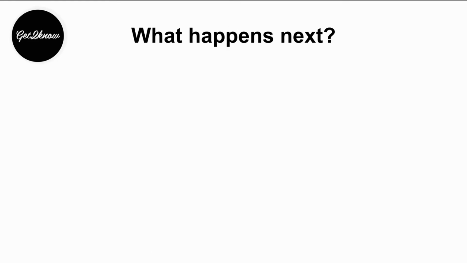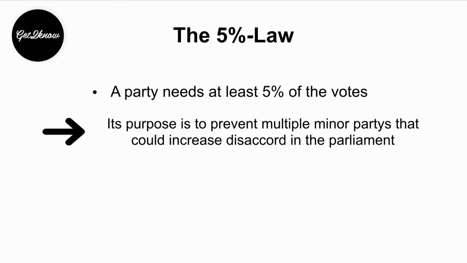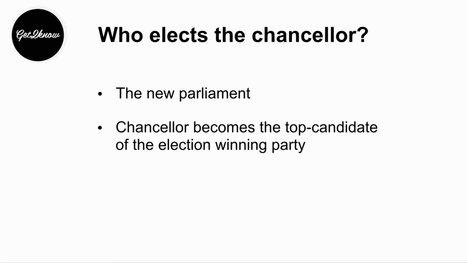What happens next is the constitution of the newly formed parliament. The amount of seats a party gets depends on the amount of people who voted for this party. It works percentage based, so if a party gets 25% of the votes, they get 25% of the seats in the parliament. Well, there's one additional rule, the 5% law. It says that a party needs at least 5% of the overall votes to become part of the parliament. Its purpose is to prevent having multiple minor parties in the parliament that could increase the discord between the other parties.